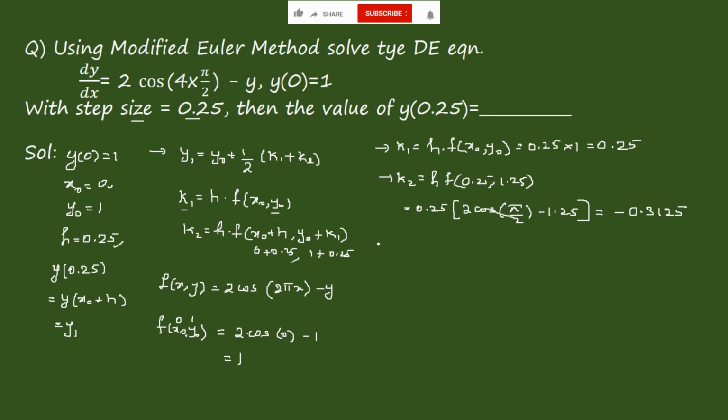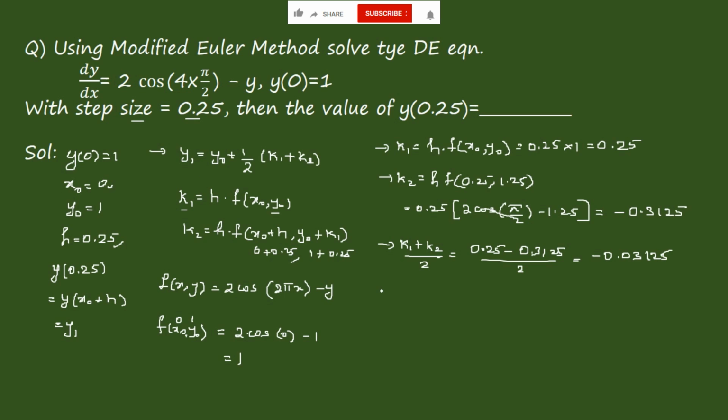So k1 and k2, we have to take the average of it, k1 plus k2 by 2, which is equal to 0.25 minus 0.3125 by 2, which is equal to, we get minus 0.03125.